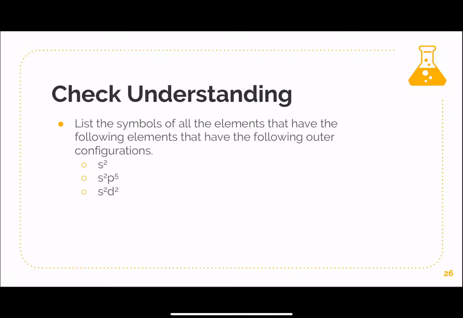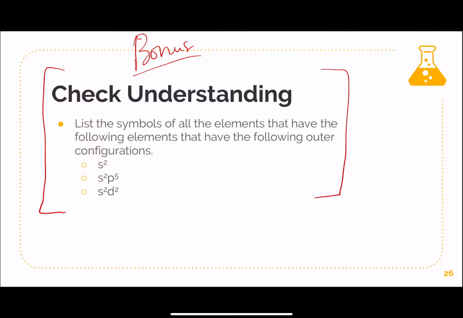Oh, this is a good thing. If you want to do this for extra credit, I'm going to leave this up here on the screen. I'll give you a few bonus points if you want to try this. It's pretty easy, so it shouldn't be too hard. List the symbols of all of the elements that have the following outer configurations.